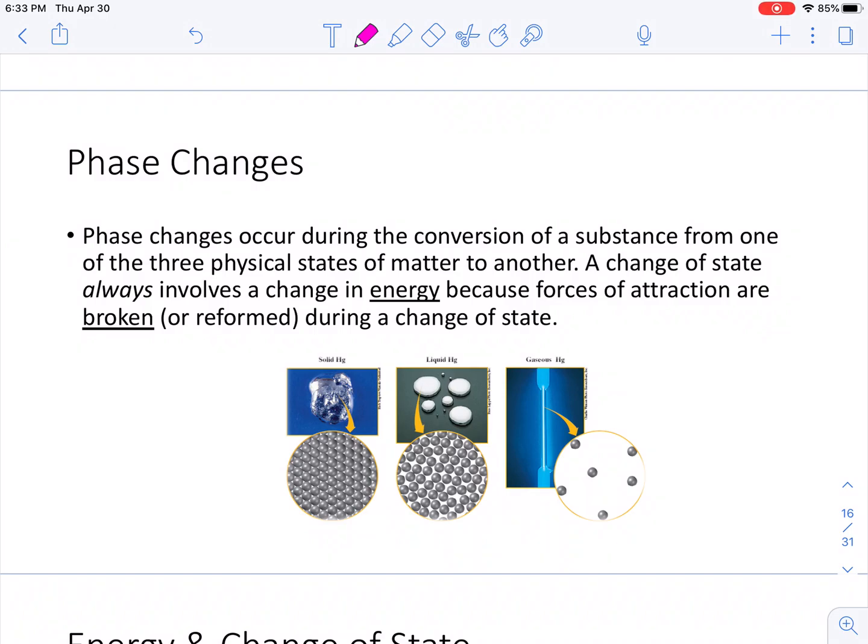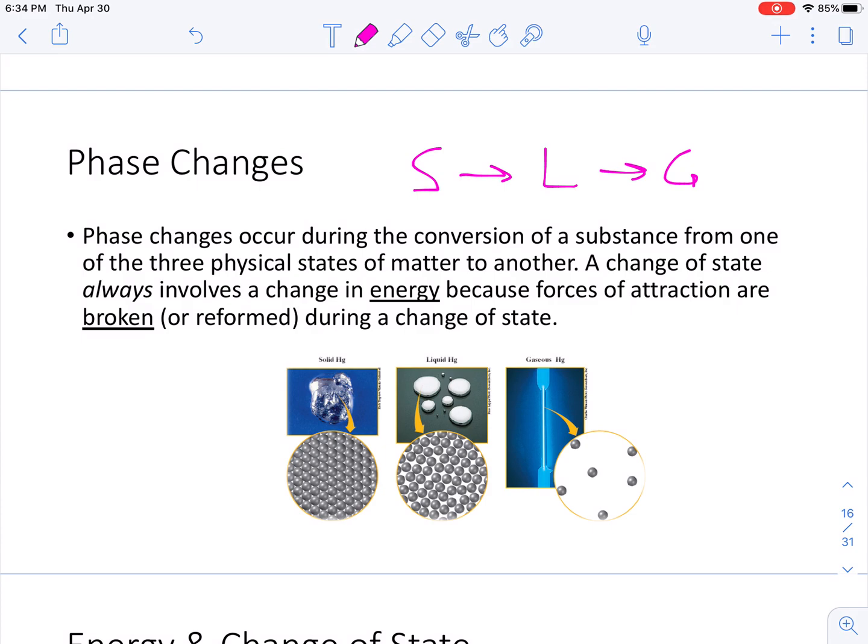Hi everyone, let's talk about phase changes or state changes. So we're not talking about a change of state like going to Ohio here. We're talking about a change of state going from solid to liquid to gas, or gas to liquid to solid, or solid to gas, or gas to solid, what have you. Some sort of change of phase or change of state.